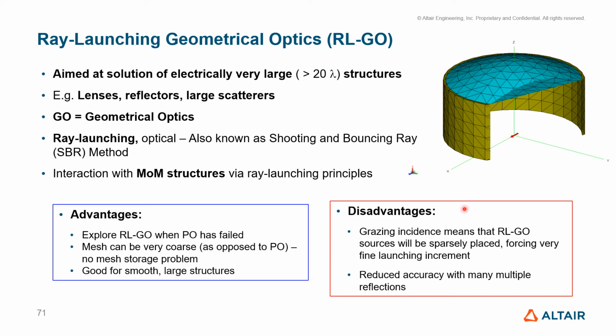So one of the disadvantages is that you want to keep the method of moments unknowns a little bit far away from the object which we're analyzing because the rays have to reach them. If you're very close, maybe there's a difficulty in launching the rays, and also the rays that are grazing incidence could have an issue. So there could be reduced accuracy with the multiple reflections as well.